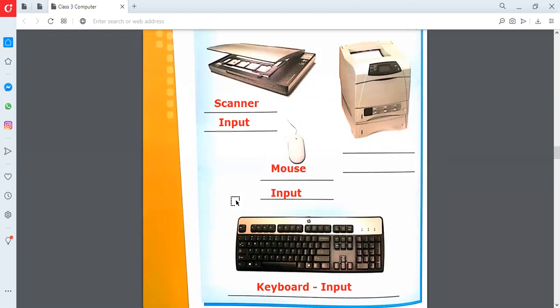So we have mouse and input. Mouse is an input device. Now we have the fourth picture on this page. What do we call that picture? If you see the red arrow on the screen, you will find out what that picture is.